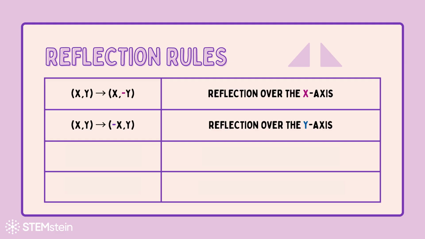Now, let's imagine all the coordinates on a polygon are x, y. When you reflect across the x-axis, the y values are multiplied by -1. But when you reflect across the y-axis, the x values are multiplied by -1.